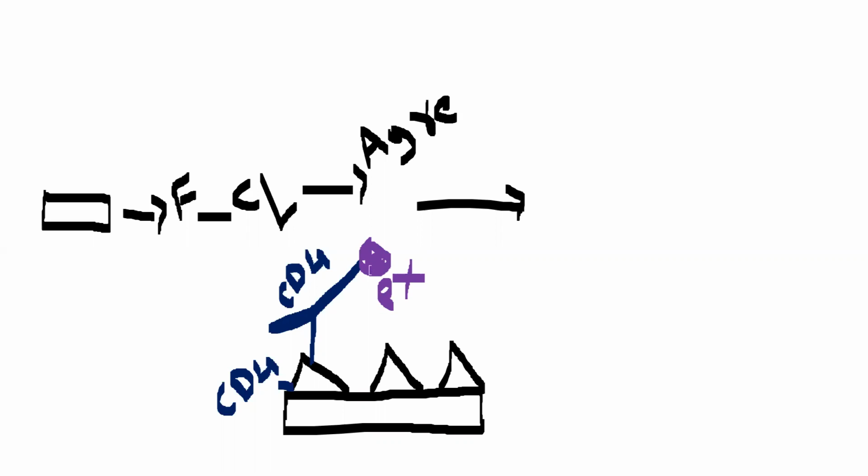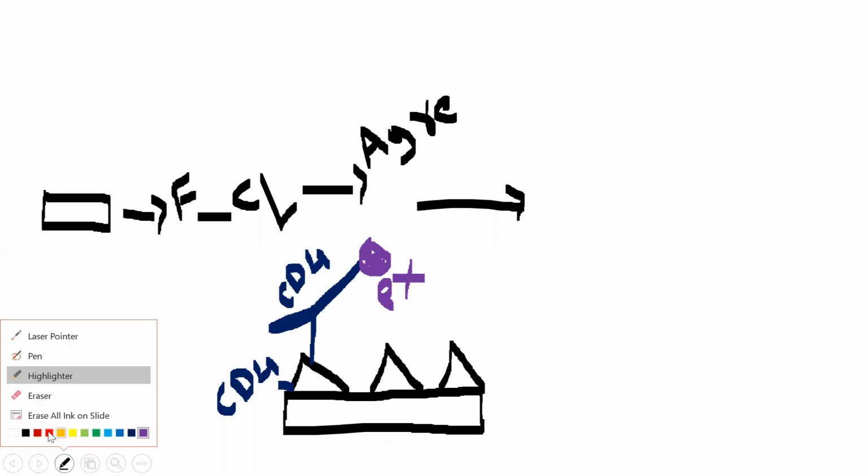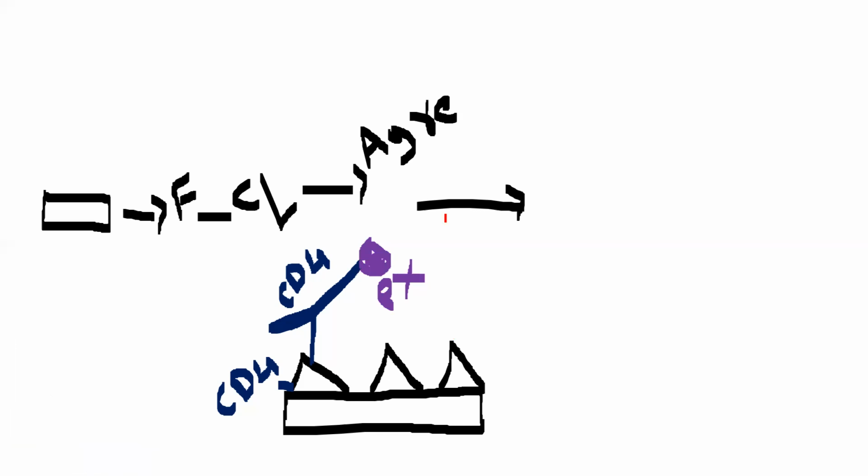Even though I conjugated this antibody with peroxidase, I still can't detect the peroxidase. In order to detect it, I will add a chromogen, such as DAB, diaminobenzidine. I will add a chromogen which is DAB reagent, diaminobenzidine reagent. Now this is called chromogen.